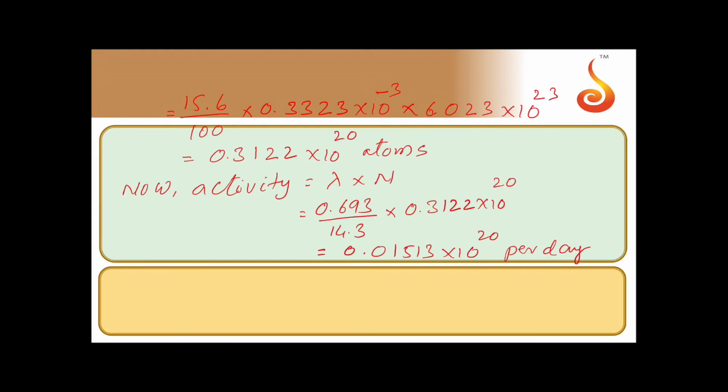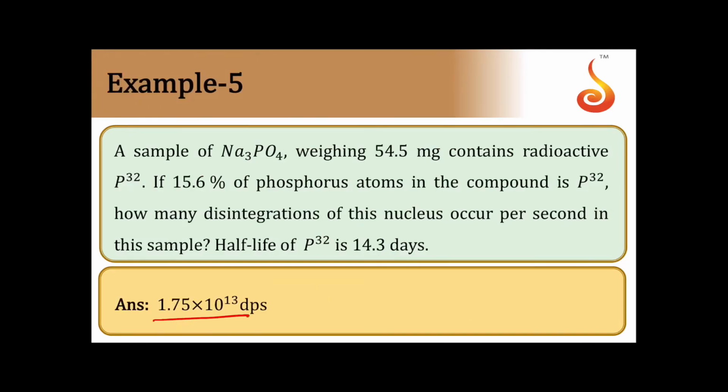Now when it comes to DPS, which is equal to 0.01513 into 10 to the power of 20 by 24 into 3600. This will come out in DPS, which is equal to 1.75 into 10 to the power of 13, so many DPS. So 1.75 into 10 to the power of 13 is the activity. This is the activity which we found out.